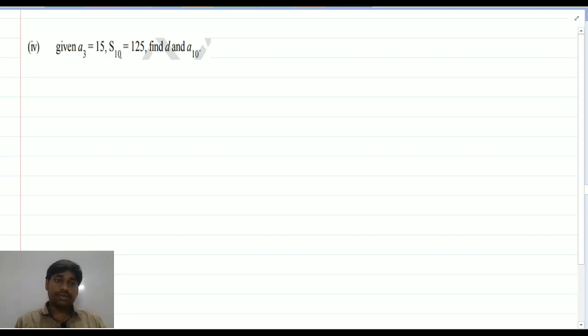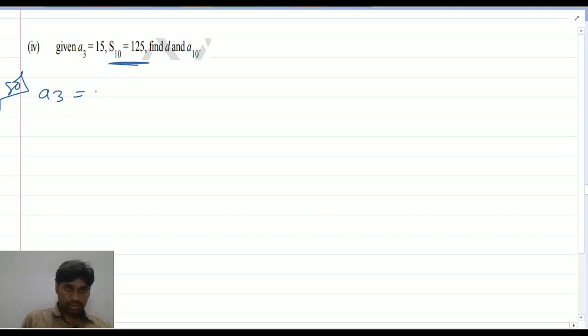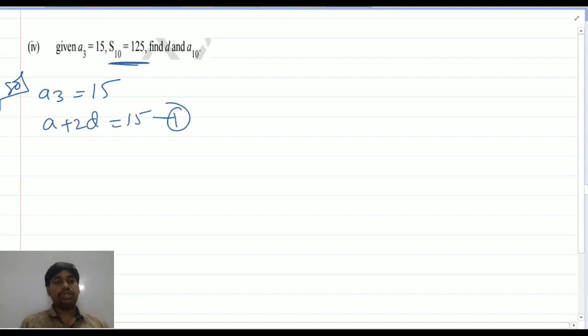The third term and S10 are given. The common difference and the 10th term we have to calculate. From these we will get two variable equations. If we solve them, we will get A and D. Then we can calculate the 10th term. So A3 is equal to 15, which means A plus 2D is equal to 15. The unknowns are A and D.